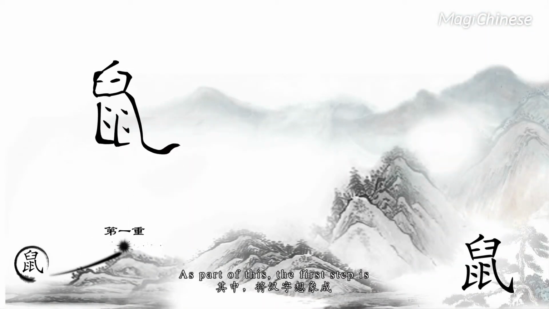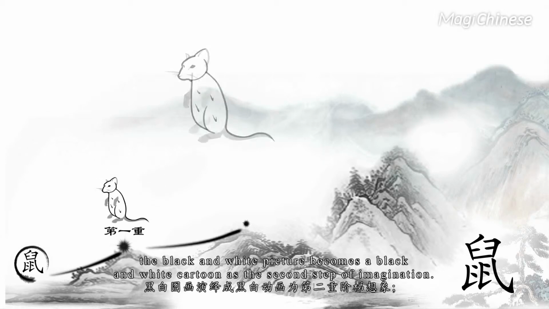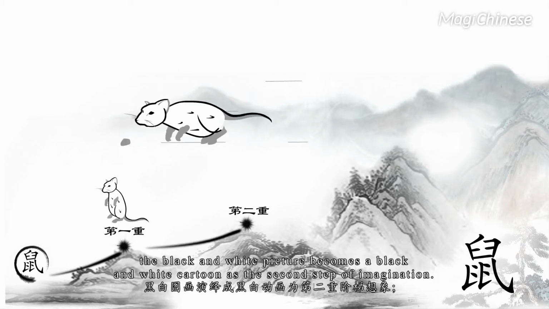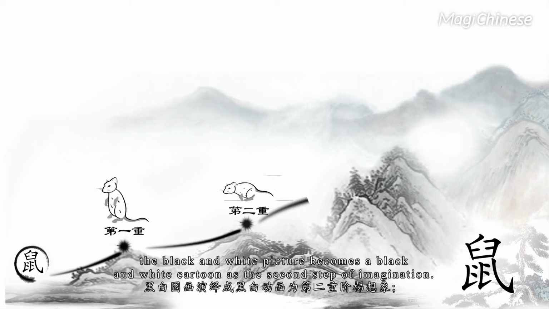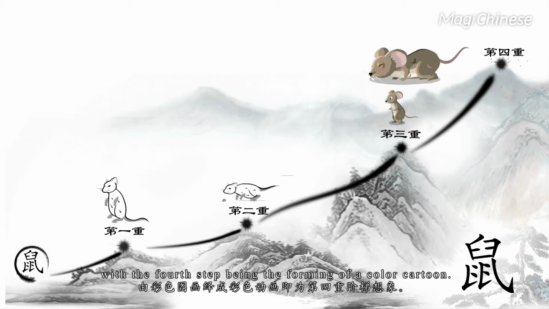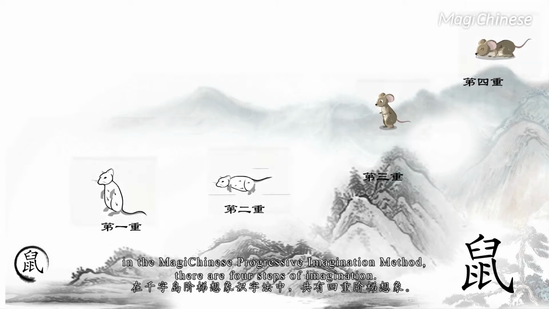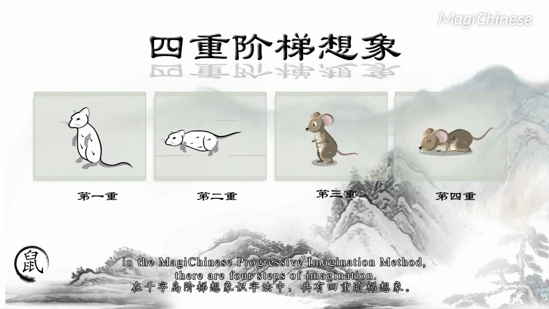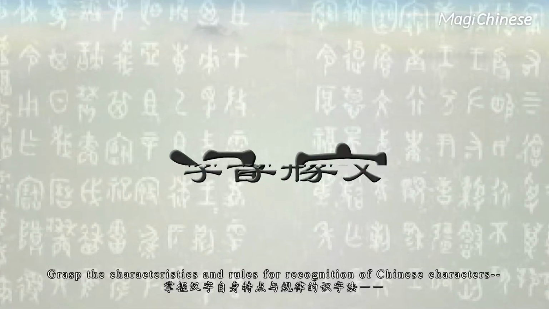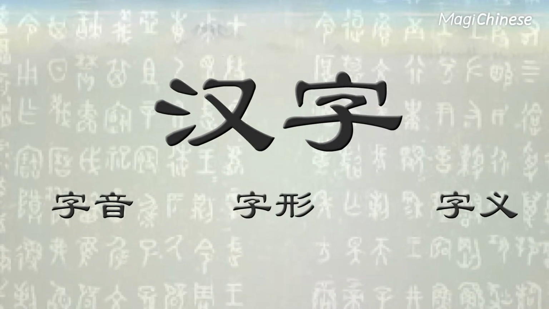As part of this, the first step is to imagine characters as black and white pictures corresponding to their shape and meaning. Next, the black and white picture becomes a black and white cartoon as the second step of imagination. The third step is to imagine the black and white picture into a color picture, with the fourth step being the forming of a color cartoon. Therefore, in the MagiChinese Progressive Imagination Method, there are 4 steps of imagination. Grasp the characteristics and rules for recognition of Chinese characters.